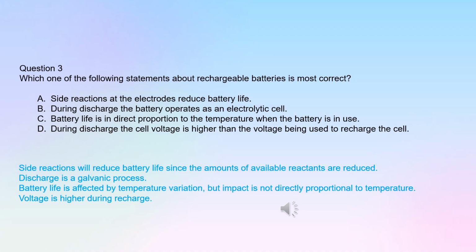This question is related to the features of rechargeable cells. During discharge, the cell is a galvanic cell, not an electrolytic cell. So, B is eliminated. Battery life is affected by temperature variation, but the impact is not directly proportional to temperature. So, C is eliminated. The voltage of recharging is higher than discharging. So, D is eliminated. Yes, side reactions will reduce battery life. So, A is correct.